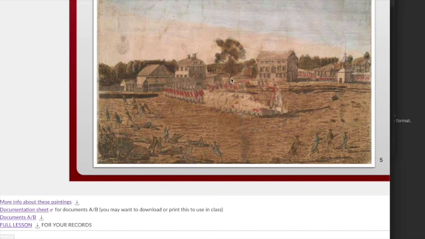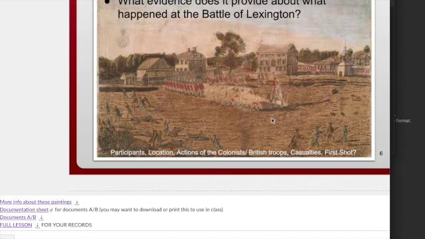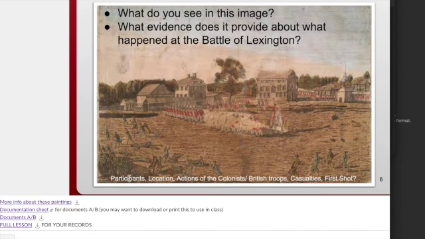You see British soldiers inside. You see the tree. You see the houses. There's people fleeing. They're all running away. What is going on? So then you'll continue the next slide and actually talk about the image. So let's look at these specific things. What participants? Do you see a location? What's going on with the colonists versus the British troops? Who's the casualties? Do you see any first? Can you figure out who's fired the first shot? And you go into that from here.